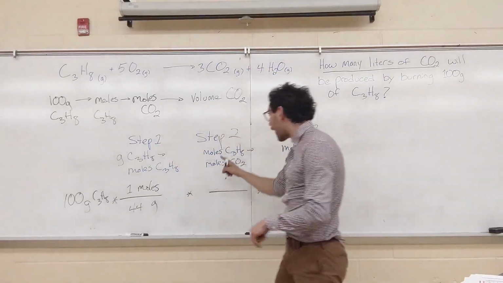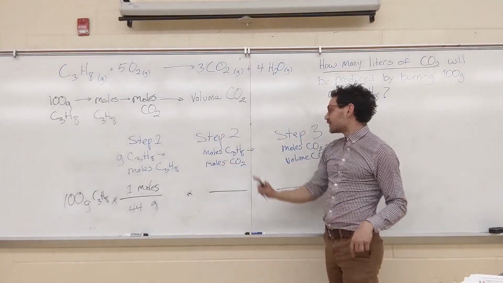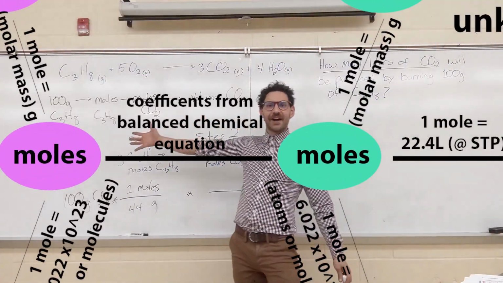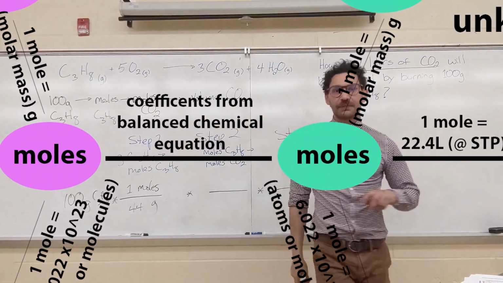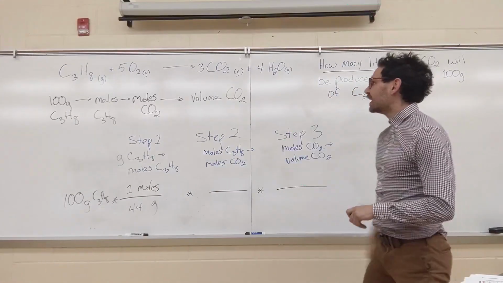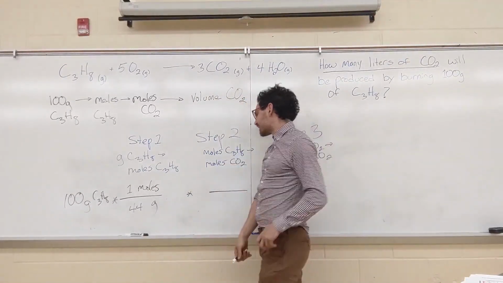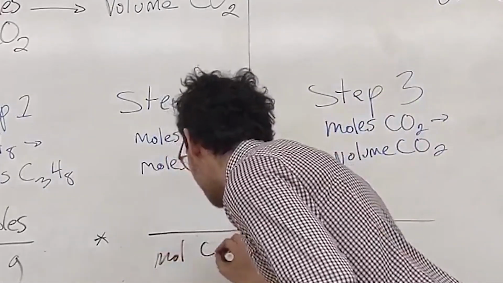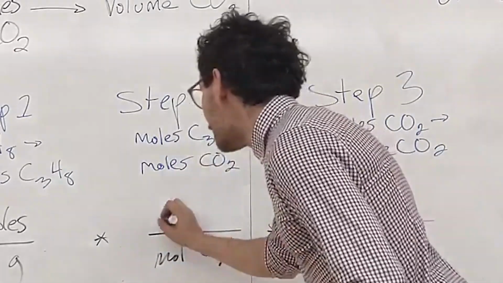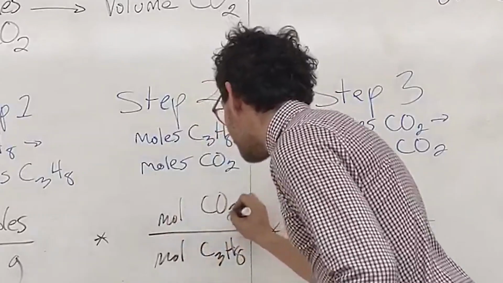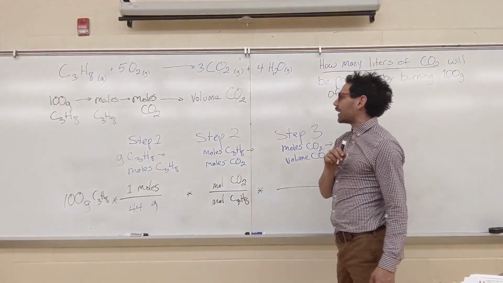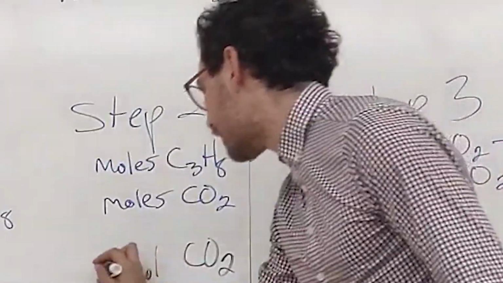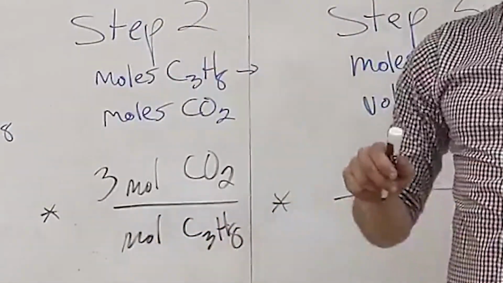So for step 2, I want to go from moles of my propane to moles of the CO2. To do that, what do I need? Thanks, diagram. I need to use the coefficients from my balanced chemical equation. My old units are going to be these moles of C3H8. My new units are going to be these moles of CO2. And in my balanced chemical equation, 3 is the coefficient that goes with CO2. So I'll put that 3 with CO2.